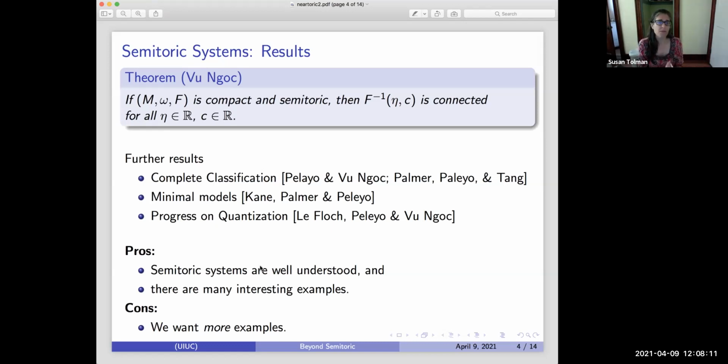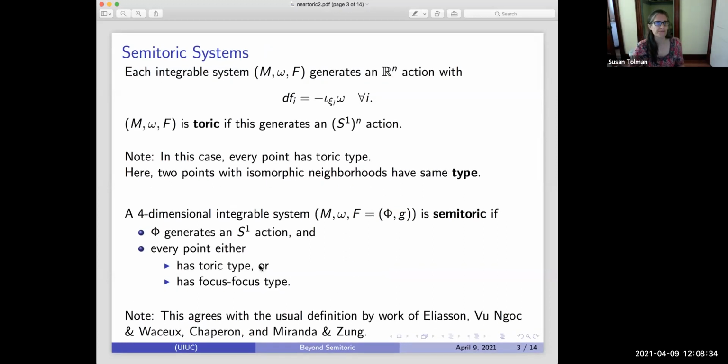So this gives us the pros: semitoric systems are well understood. I said a complete classification is great. And there are many interesting examples. But the cons are we want more examples. This really doesn't give us all the examples we want. We want to generalize the notion of semitoric so that we can get more examples.